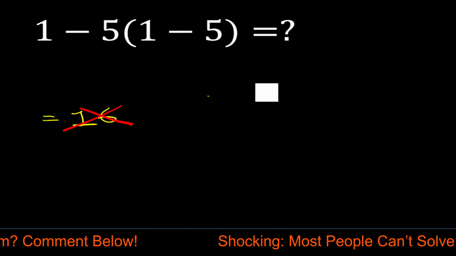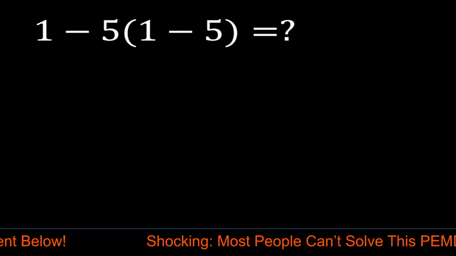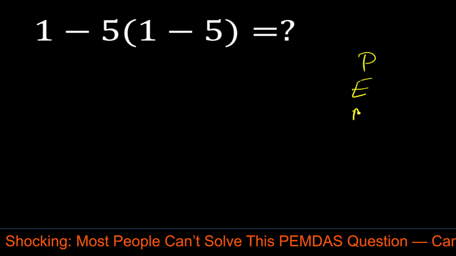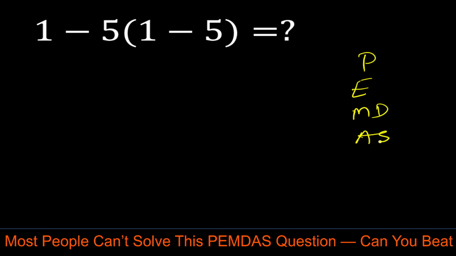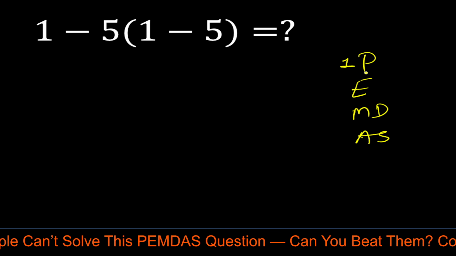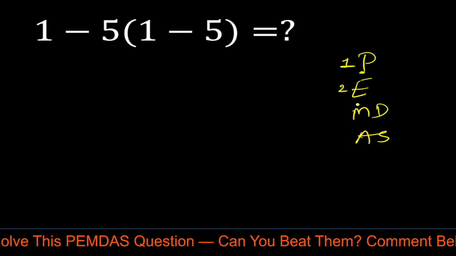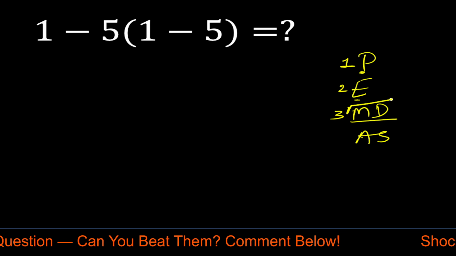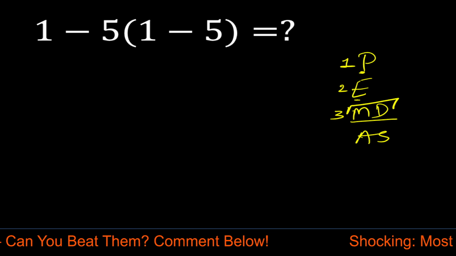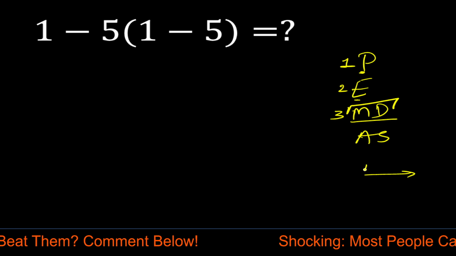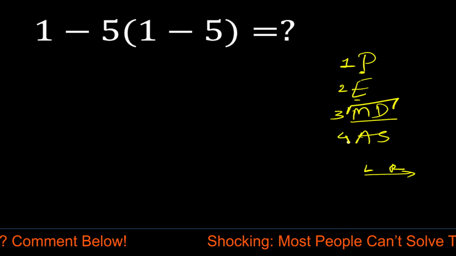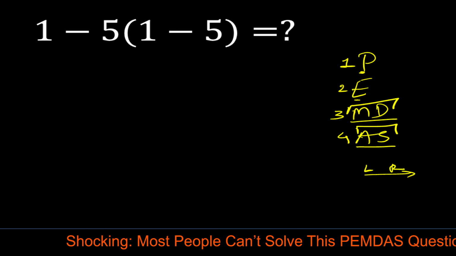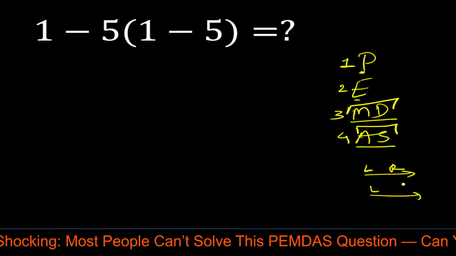So now let's solve this problem correctly by using the PEMDAS rule, right? According to the PEMDAS rule, first priority is parentheses, then second priority is exponents, then third priority is multiplication and division. Here multiplication and division both have equal priority, so we have to solve from left to right. Then the last priority is addition and subtraction. Addition and subtraction also have equal priority, so we solve from left to right.